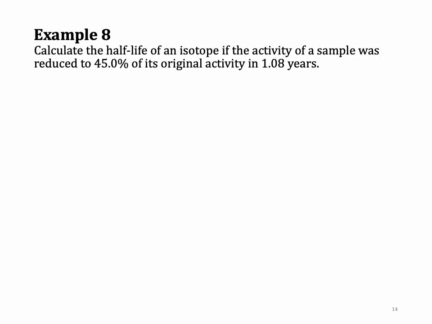Nothing changes, same questions. Only difference is now instead of number of atoms, we could be talking about mass, or we could be talking about activity. For example, like this: calculate the half-life of an isotope if activity of a sample is reduced to 45% of its original activity. So there was an original activity, so we will call that original activity N0. It is reduced to 45, so now this is my final activity in 1.08 years. So that's how much time has passed, and the question is asking what is t half.